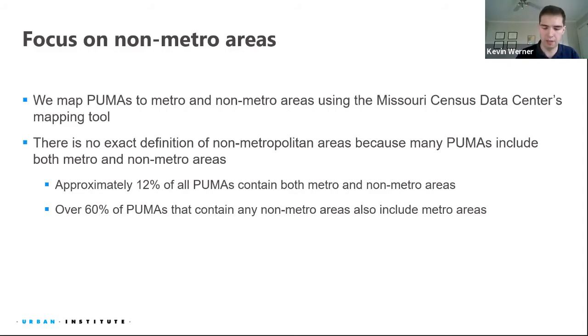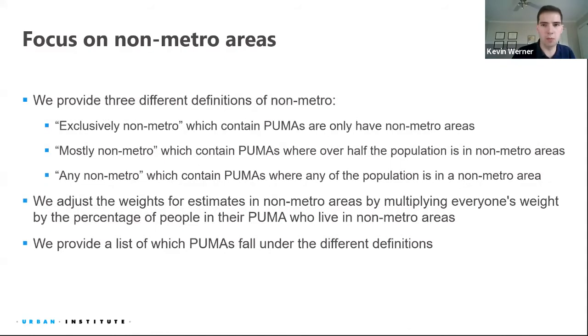So while we want to be able to talk about what the earned income tax credit eligible population in rural areas looks like, we weren't exactly sure how to define this. So we ended up presenting 3 different definitions of non-metro based on the percent of the PUMA that was non-metro. So we talk about exclusively, mostly, and any non-metro.